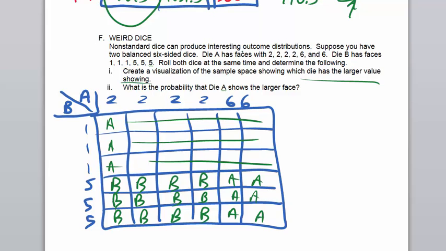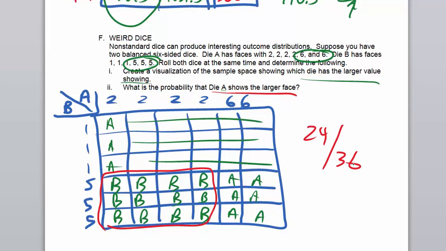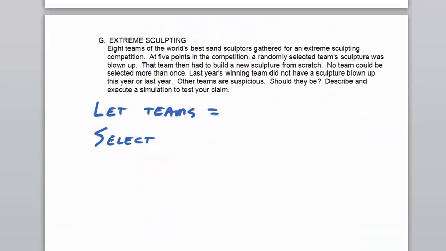So what's interesting here is die A has only 2 high die faces. B has 3 high die faces, but the reality is B is higher only in that section of the table. What's the probability that die A shows the larger face? Well, if I add up all of that, I get 24 faces out of the given 36. So even though A has a high face on only 1/3 of its faces, it's higher 2/3 of the time. Kind of interesting.